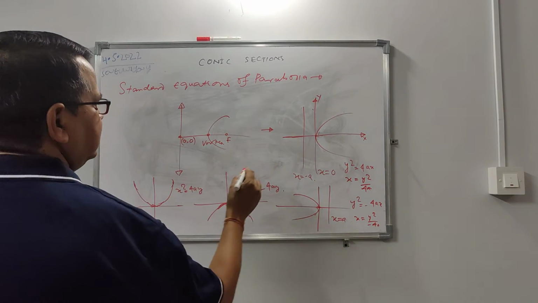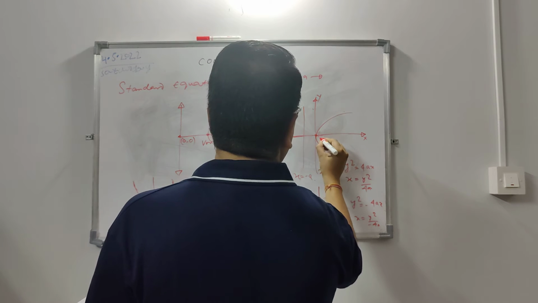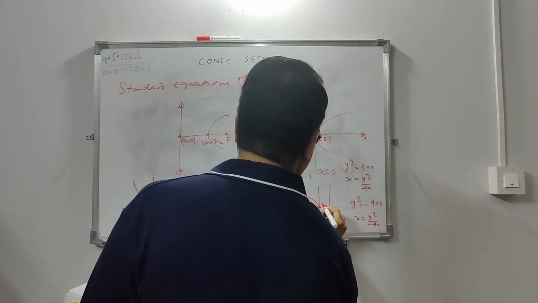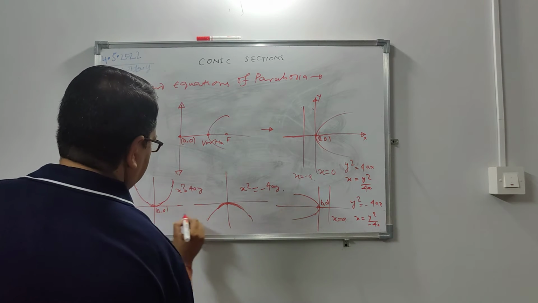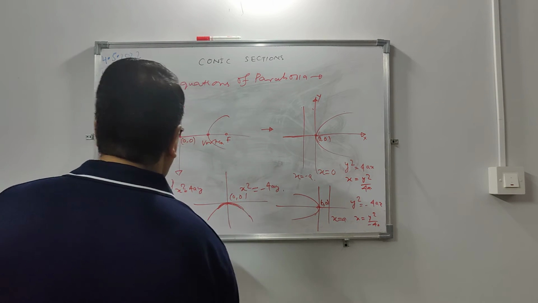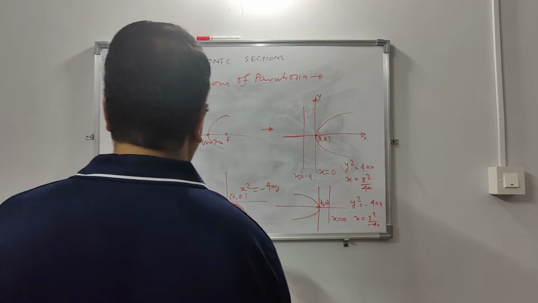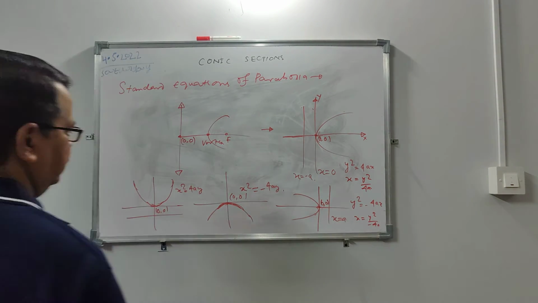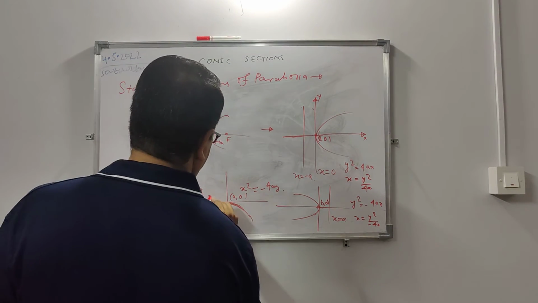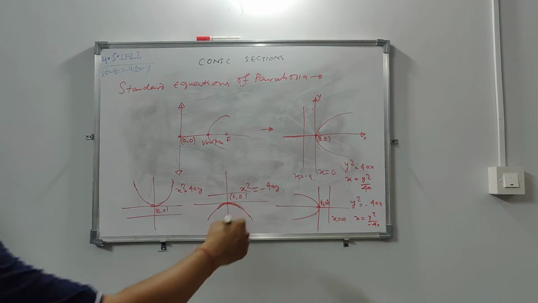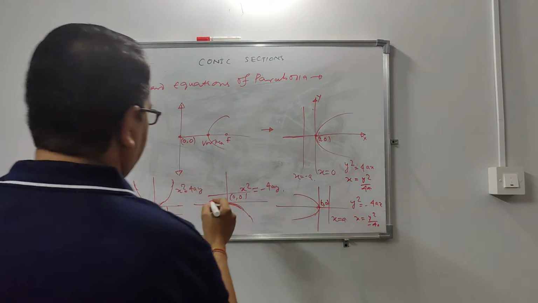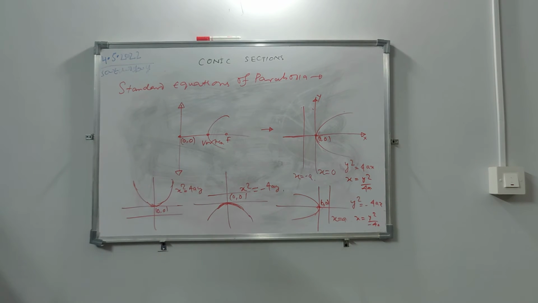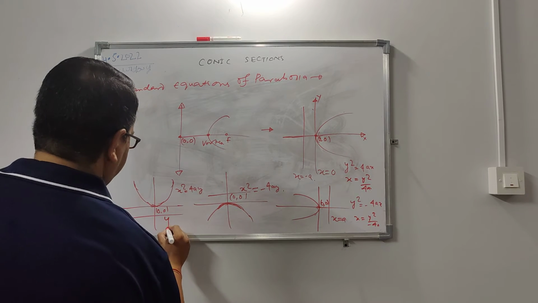So here in this case, your vertex is always at 0, 0. Here also your vertex is at 0, 0. And if this is the vertex, similarly your directrix will be a little below this. And here also your directrix will be below. In the earlier case the equation was x is equal to minus a, here the equation is y is equal to minus a, if it is down.